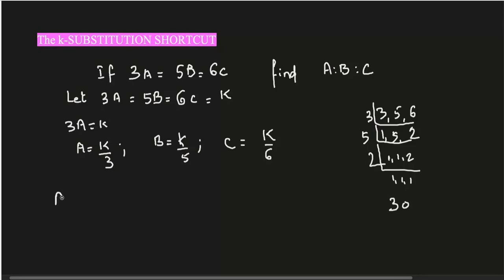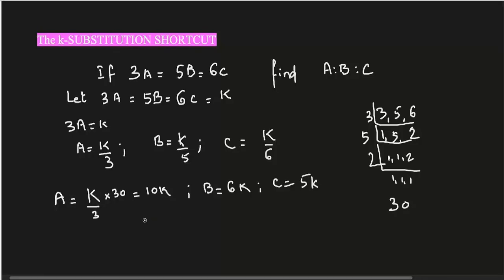Now A becomes k by 3 multiplied by 30. This will become 10k. Similarly, B becomes 6 5s are 30, so 6k. And C becomes 6 5s are 30, 5k.